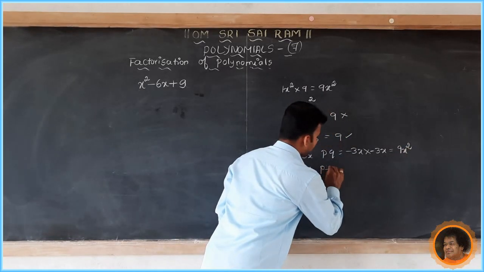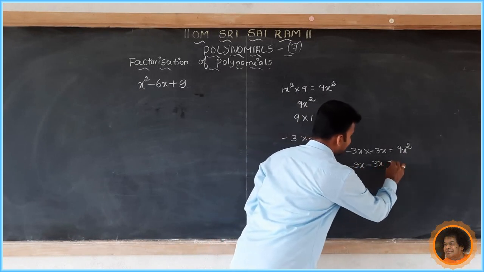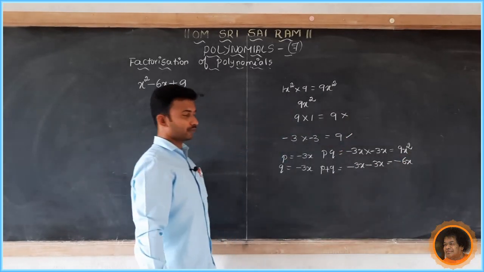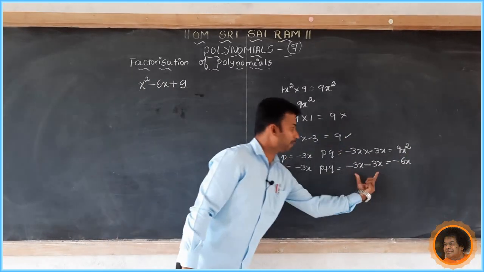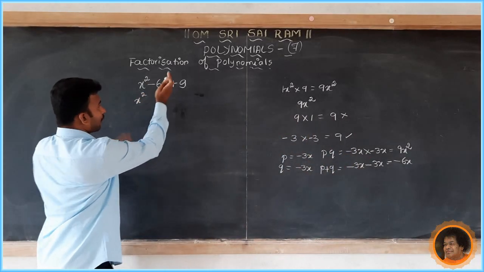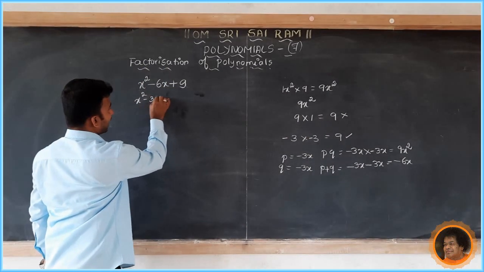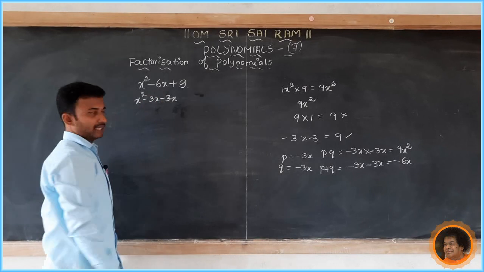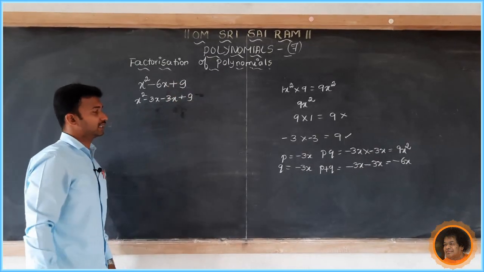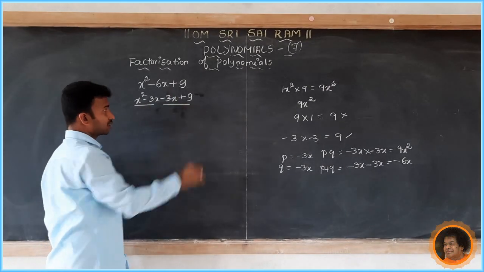And what is the sum? P plus Q is equal to minus 3x minus 3x, which is minus 6x. Minus 3x and minus 3x. We split the middle term minus 6x as minus 3x minus 3x. And the last term as it is, right? As it is, that is plus 9. Next, what is the next step?